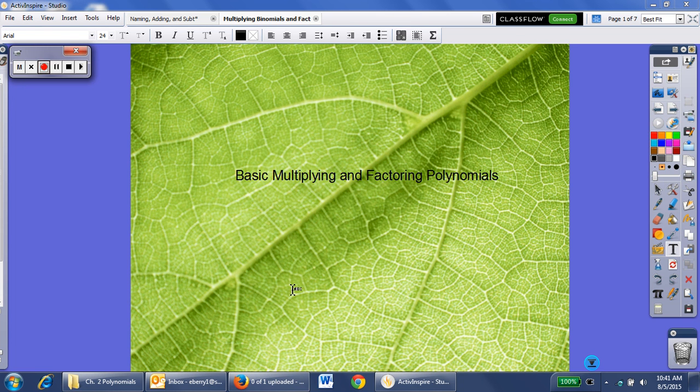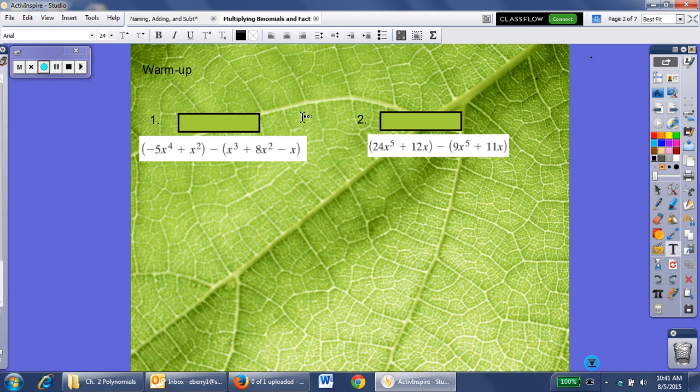Hi students, today we'll learn basic multiplying and factoring of polynomials. Let's begin with this warm-up. Go ahead and pause the screen and subtract these polynomials.